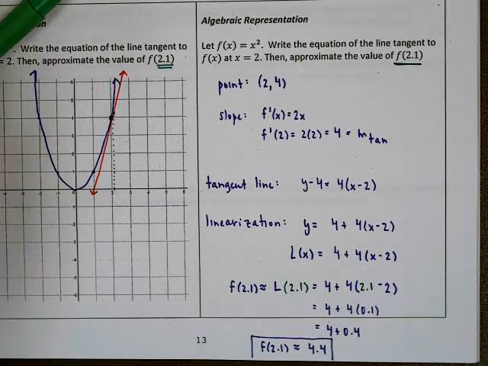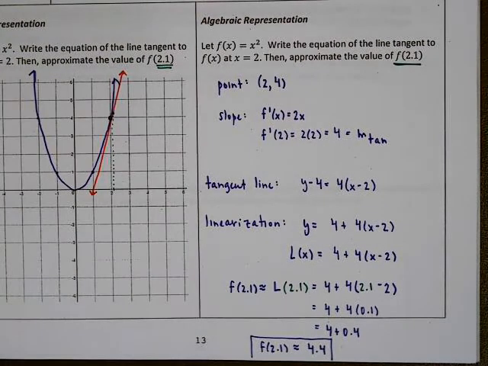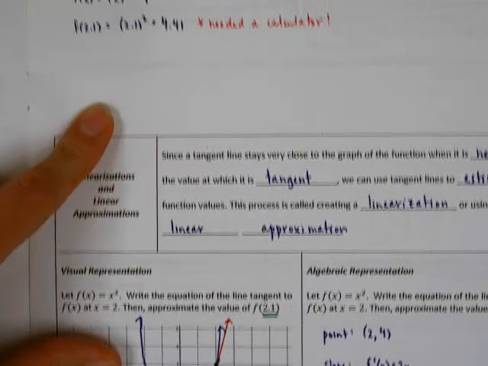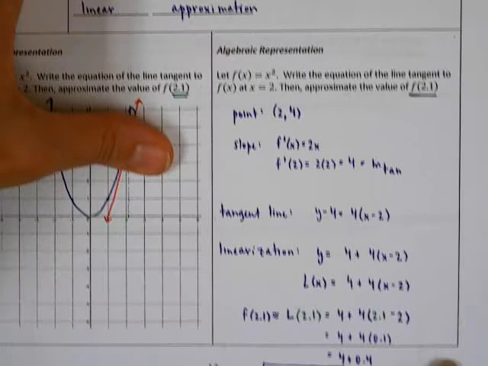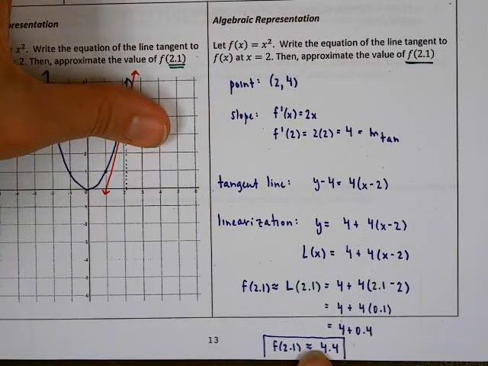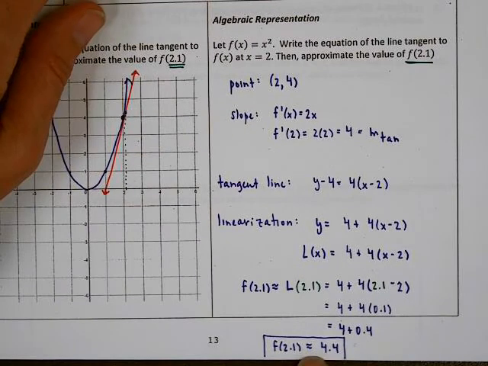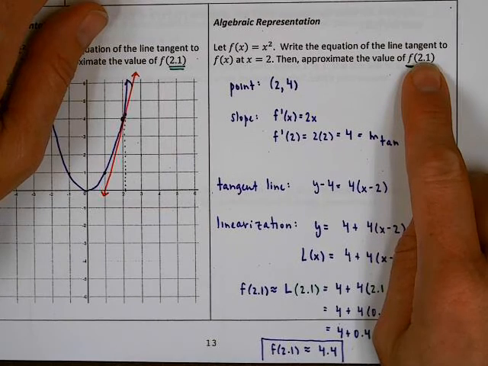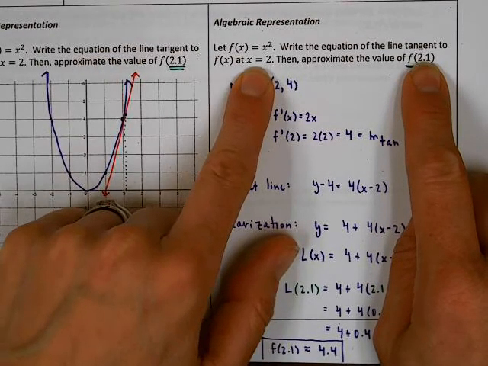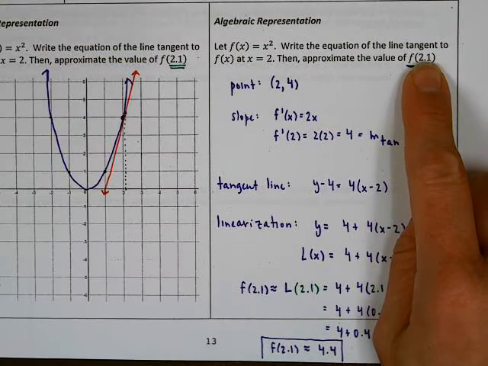Now, what I actually think is really cool and powerful about this is to see how close this gets us to the actual value. So when we used our calculator up here, the actual value was 4.41. And our approximation is 4.4. So we get really close. And again, the key here is that the x value of the function value that we're trying to estimate is really close to that point of tangency. That's kind of the key to this whole thing.